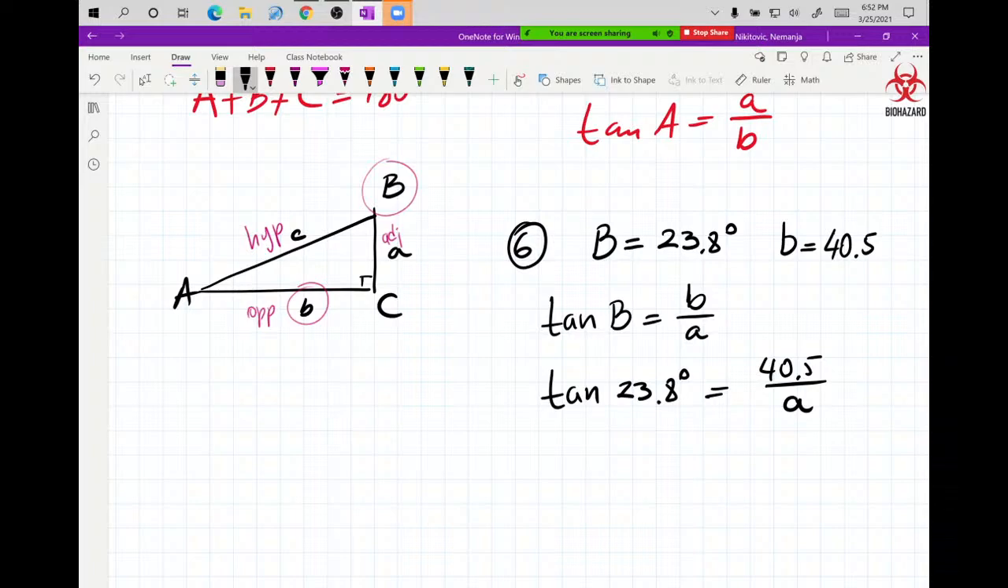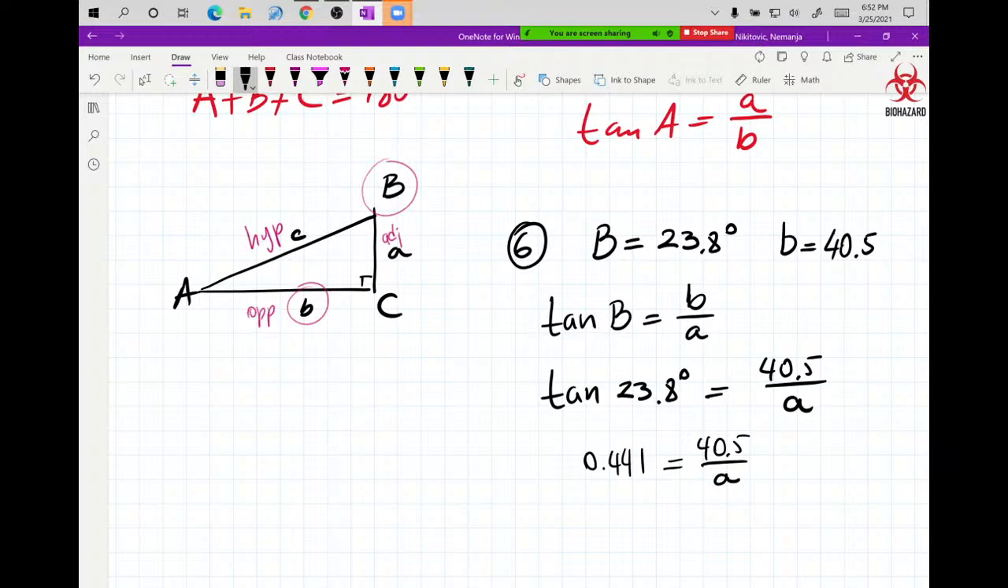Tangent, now make sure in mode you switch to degrees in your calculator. That's important. So now that you are in degrees, you push tangent, and then you type 23.8. That is going to give you 0.441. 40.5 over A.